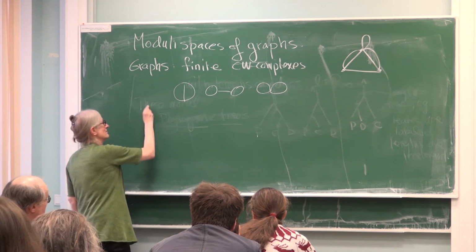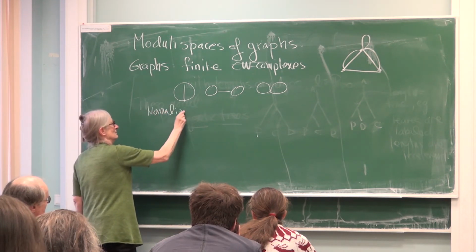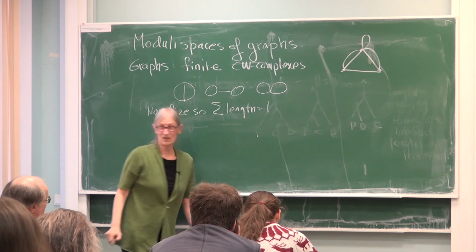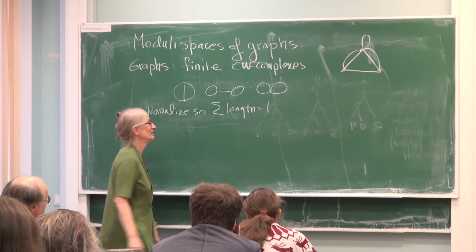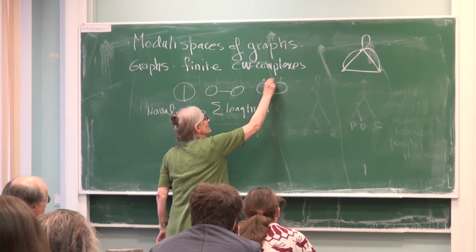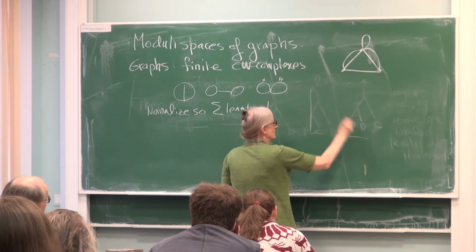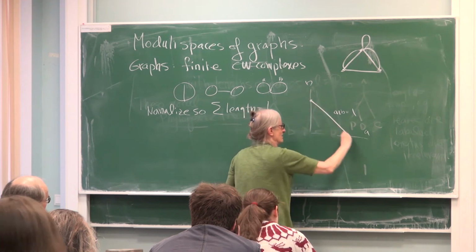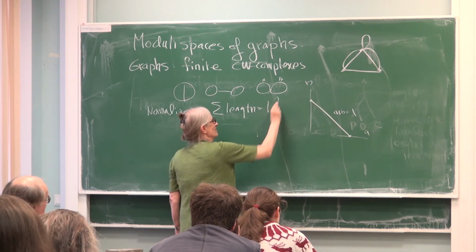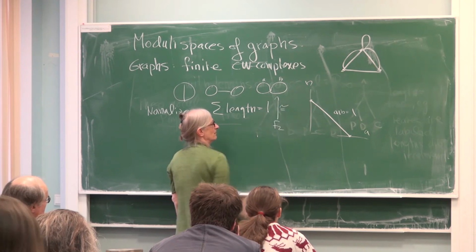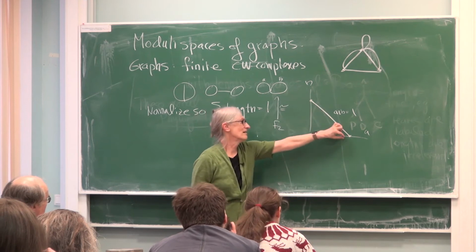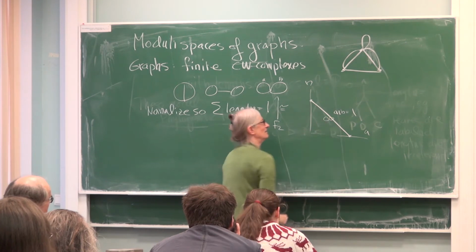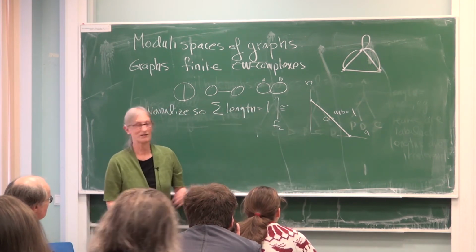So you often normalize, so the sum of the lengths is equal to 1, just because it makes it easier to draw the pictures. Okay? So here we've got two lengths, A and B. Here's A and here's B, and A plus B equals 1 is this line. So if I have a marking, then all of these graphs along this line have the same marking, but the lengths of A and B are different. The one in the middle, the two edges have the same length, etc.